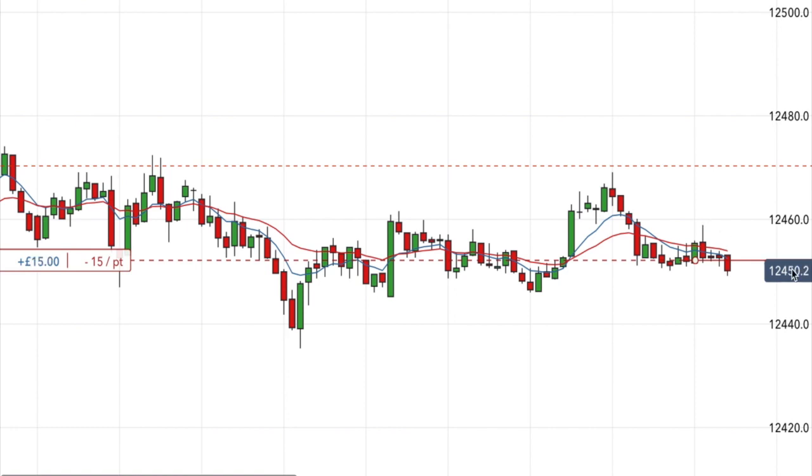It depends on the candlesticks that form. So we'll wait and see what happens. But this is my initial risk on the trade. We're at the 12,450 level, looking for about 15 points in total. But we'll see how it goes.